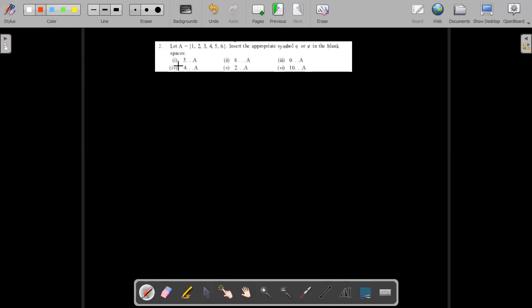Here we have to write belongs to or does not belong to. Very simple. 5, just check 5 is there. Yes, so we write belongs to. 8 is not there, so does not belong to. 0 is not there, does not belong to. 4 is there, belongs to. 2 is there, belongs to. 10 is not there, does not belong to. This is question number 2.